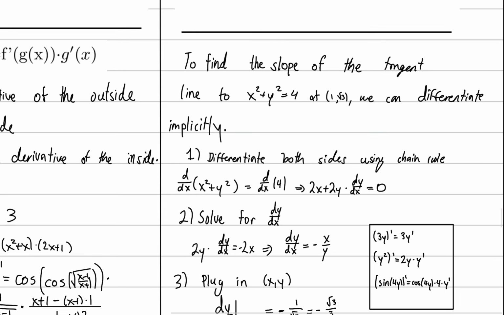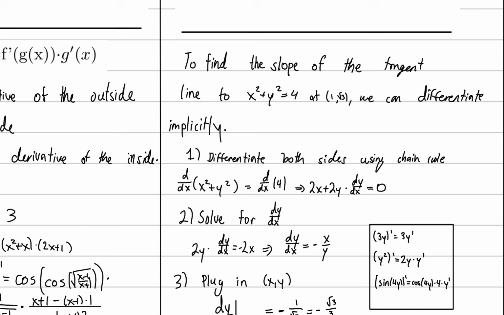So let's say we had x squared plus y squared equals 4 at 1 comma root 3. You should know that's not a unit circle, it's a circle with radius 2 centered at the origin, but that's fine. So differentiating both sides using chain rule, we get the derivative of x squared plus y squared is equal to the derivative of 4. The derivative of x squared with respect to x is 2x.